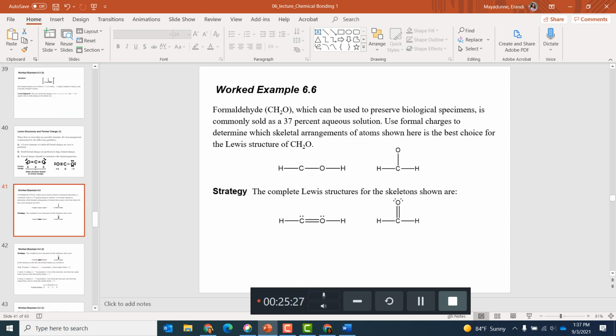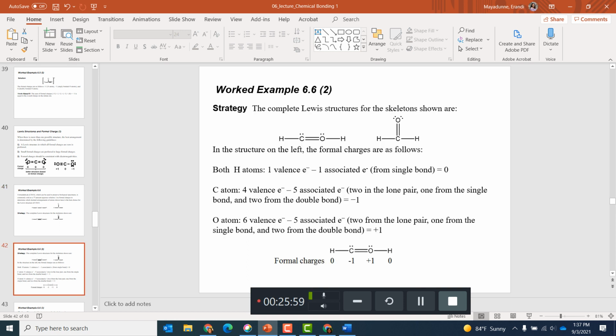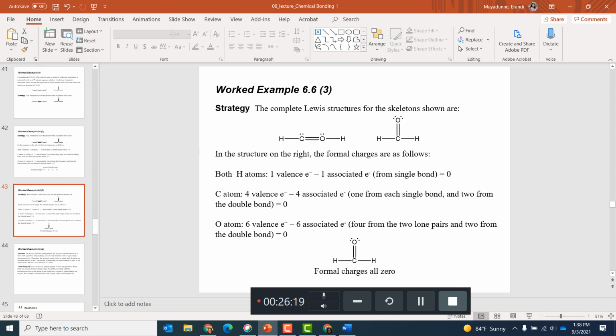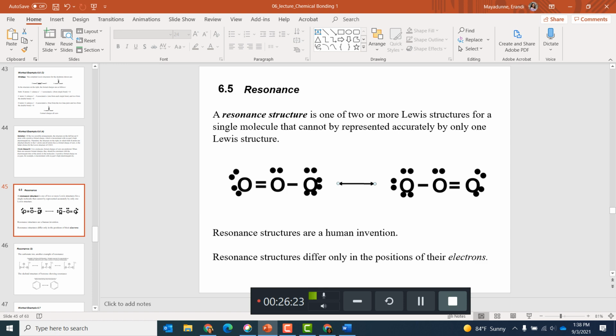Formaldehyde, which can be used to preserve biological specimens, is like this. Use the formal charge to determine which skeletal arrangement is better for formaldehyde. So what do you do? You draw the Lewis structures for this. You fill it in, and you see this has only two bonding, so you need to add more to complete the Lewis structure. When you get these two structures, you calculate the formal charge of each and every atom in the compound and add it up, and the structure with the smallest formal charge is the stable structure for formaldehyde. So that's the end of this section, and I'm going to stop part 1 from here.